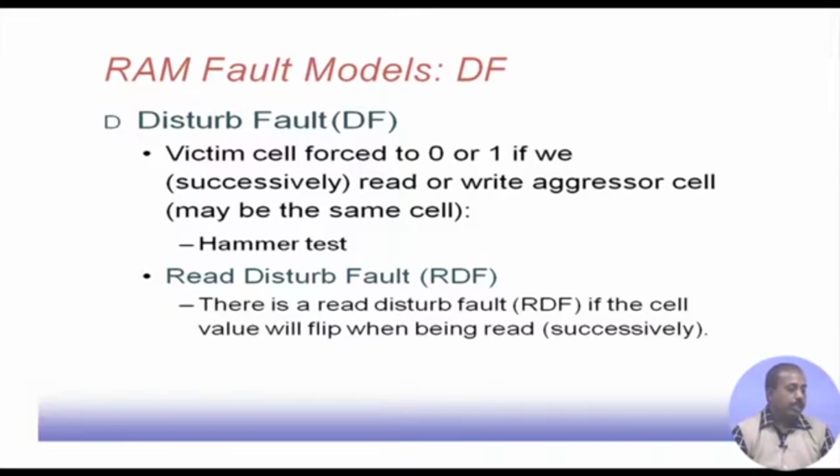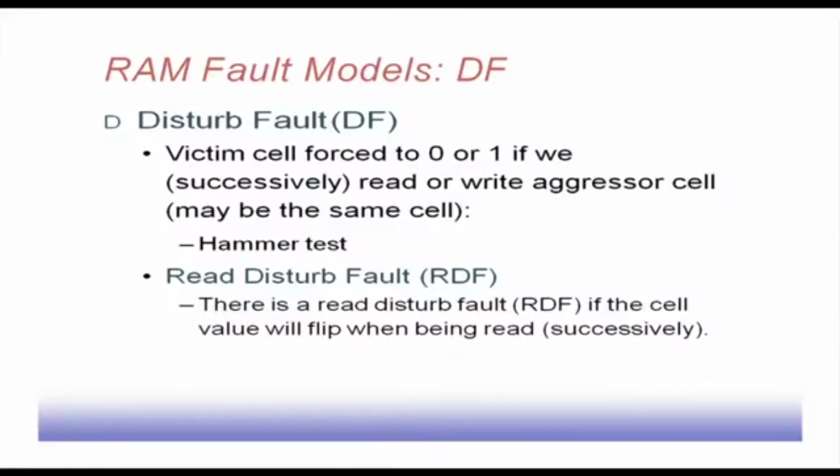And then there is the read disturb fault. There is a read disturb fault if the cell value flips when being read successively. We are just trying to read the content of the cell, and when we read a cell, its content should not be disturbed or modified. The read disturb fault says that if I read it continually, then the content of the cell gets flipped. That is the read disturb fault.